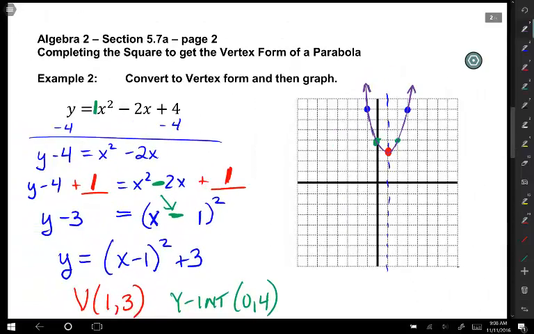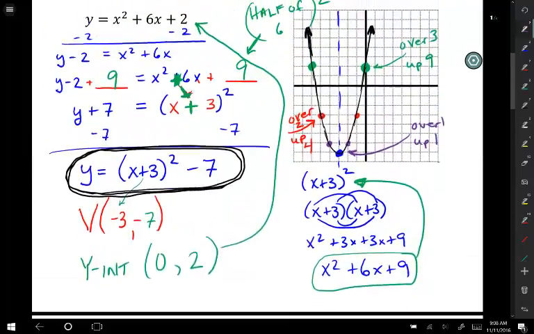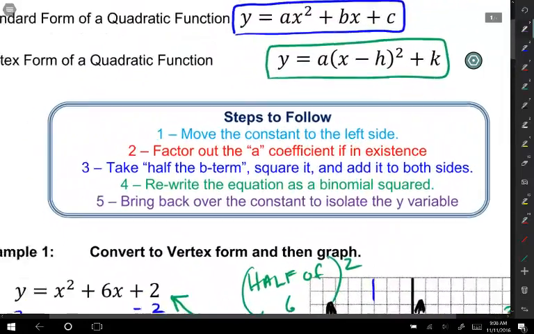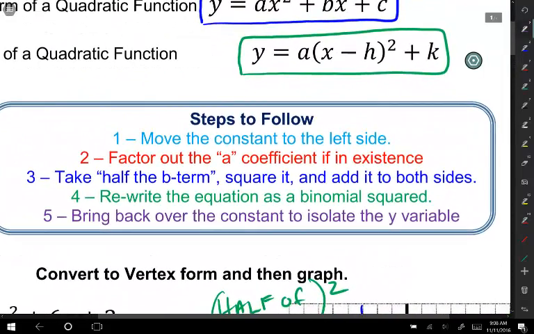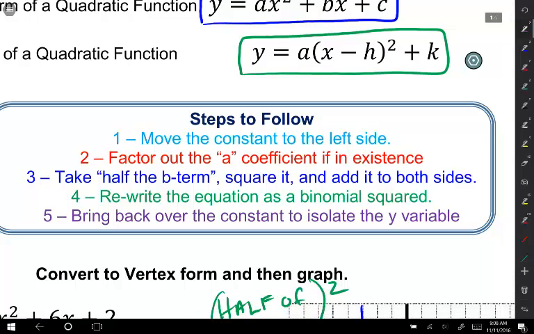All right, now let's go back up at the top and slide back up to our steps to follow. And let's go over these together. Step 1, in light blue, it says move the constant to the other side. We've done that twice. Step 2, it says factor out the a coefficient if it exists. Have we had to do that yet? No, we'll do that at the very end. I wrote a problem that lets us practice that.